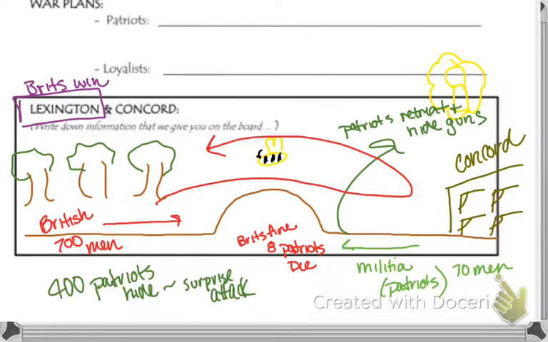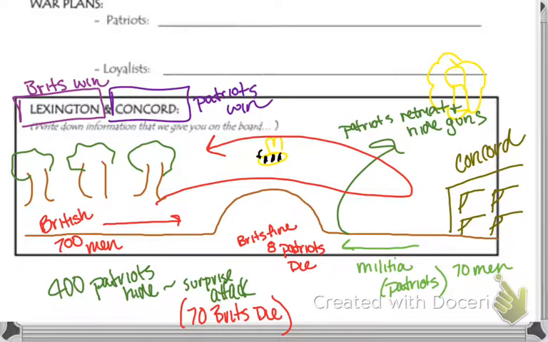So the colonists get 400 patriots gathered together, and they run and hide in those trees along the path, and they surprise attack the British. So they start to fire on the British troops. Now you'd think that they would totally annihilate these British soldiers since they're hiding in trees, but the colonists are not very good shots, and they have really crappy weapons, so only 70 British soldiers die in that attack. However, it is a win for the Patriots at Concord.